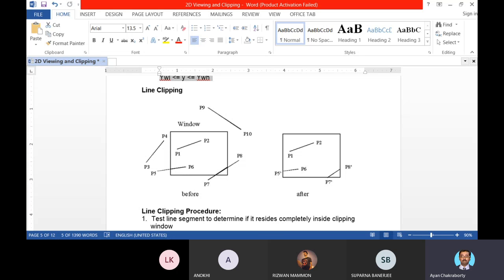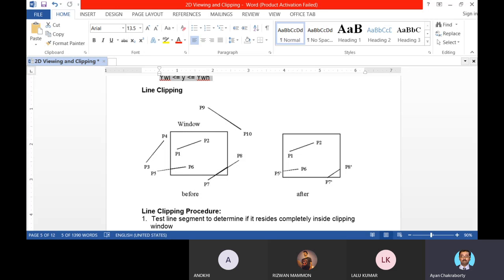We will check that it is intersecting. These straight lines are intersecting with the four sides of the window frame or not. Just for an example, take the straight line P7, P8. We have the endpoint coordinates of this straight line, one is P7 and another is P8, and we have the four axis points of this window frame, that is XWL, YWL, XWH, YWH. That is the axis point coordinates of this window frame.